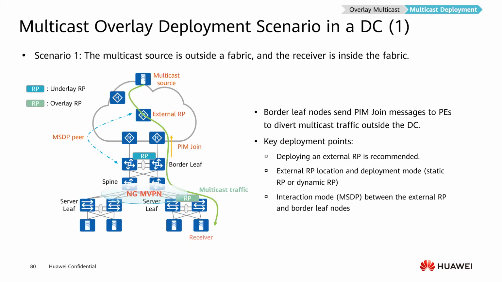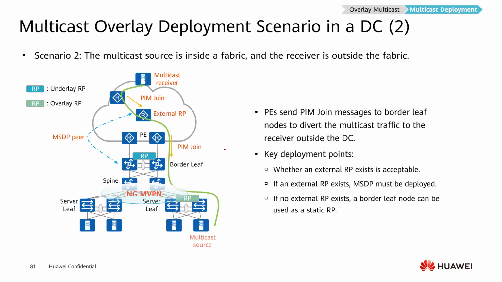Between the external RP and the border leaf, this border leaf will function as the RP for this VXLAN domain, and they will establish the MSDP peer to exchange information about the multicast receiver and the multicast source, and the external RP locations and deployment mode. We also need to notice the interconnection mode we need to establish between the external RP and border leaf.